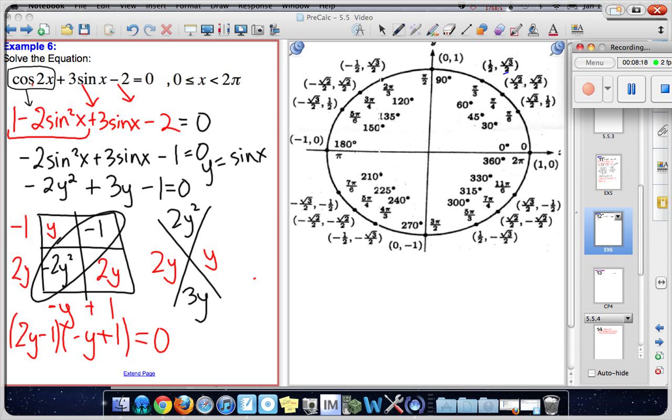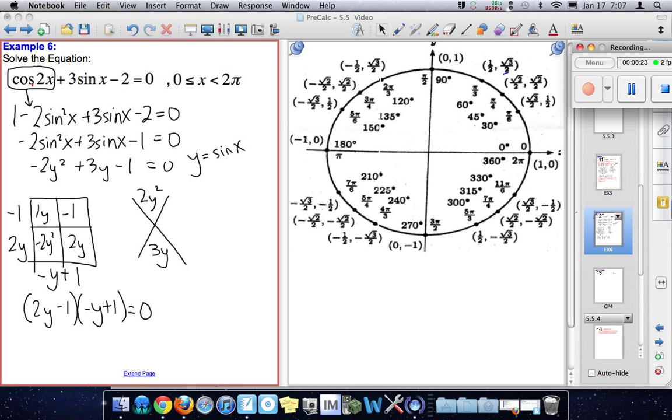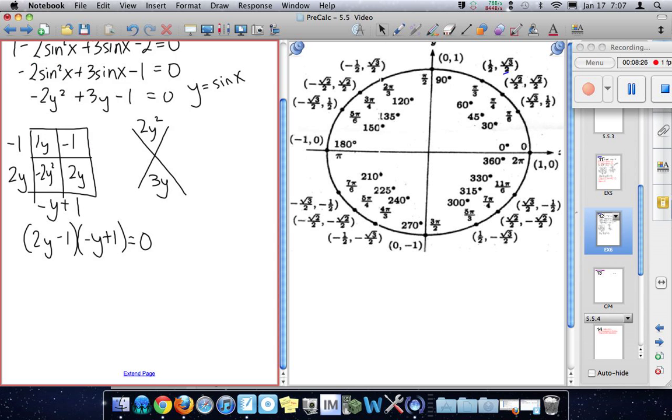Now I'm going to go back to sines and cosines. Let's go back to sine of x. So I'm going to replace all my y's with sine of x. So I have 2 sine of x minus 1 as one factor, and the other one is negative sine of x plus 1 equals 0. Now I'm going to figure out when these two equations can equal 0. So when is 2 sine of x minus 1 equals 0, and when does negative sine of x plus 1 equal 0?